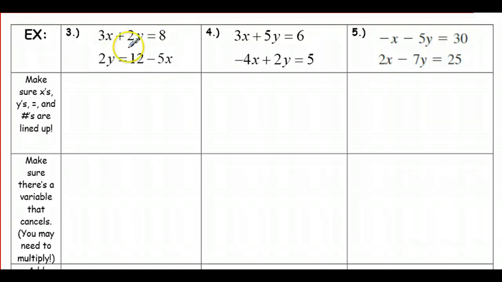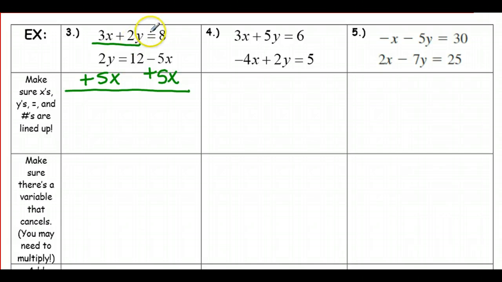So in order to do that, I need to, in my other equation, add 5x to both sides. Now by doing that, I get my x term and my y term on the left. Notice in the first equation, x is first and y is second. When I write this equation, I want to make sure that I write x first. So I get 5x, since 2y is positive, I put plus 2y, and then we're left with equals 12.